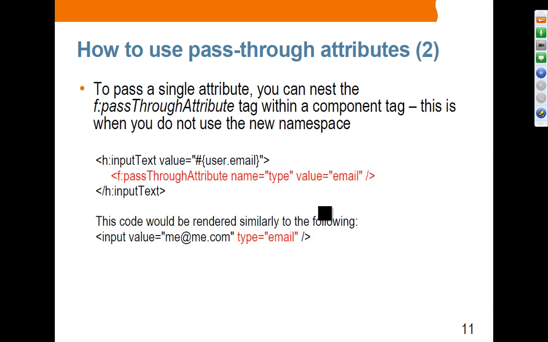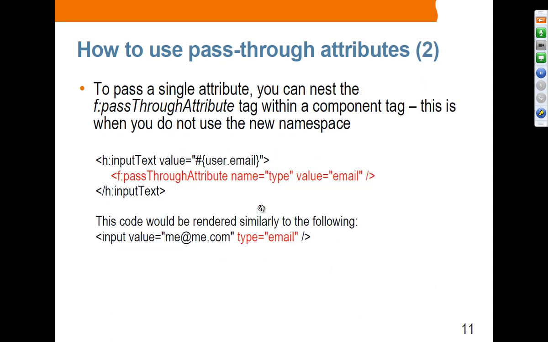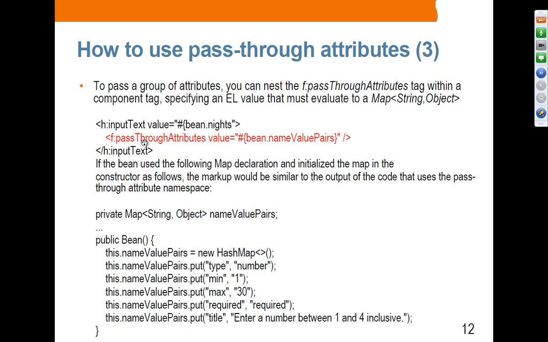You can also actually use the pass-through attribute tag. So suppose you have a JSF component like this. One way you would do it is using this pass-through namespace. That's perfectly fine. Or you can use this pass-through attribute tag. So this is the JSF core tag, with name and value. Again, it will result in this. This is the case when you have a single attribute. Now, you can also use pass-through attributes when you happen to have a bean that contains name-value pairs.